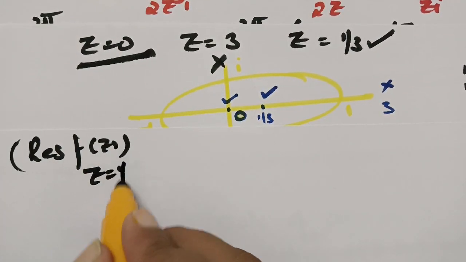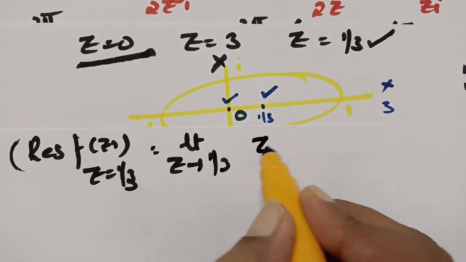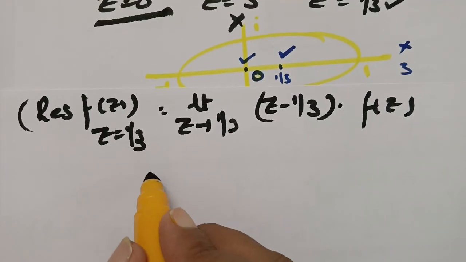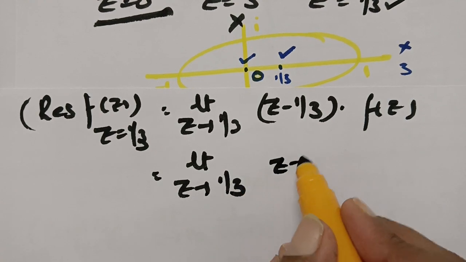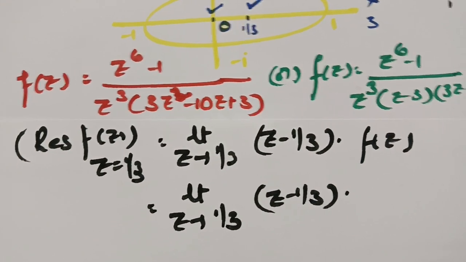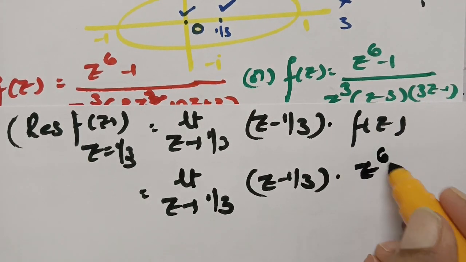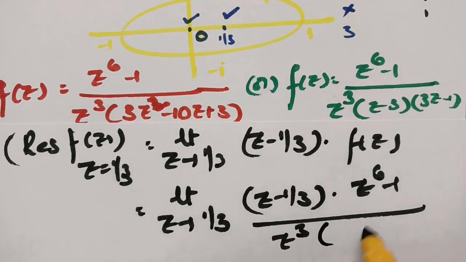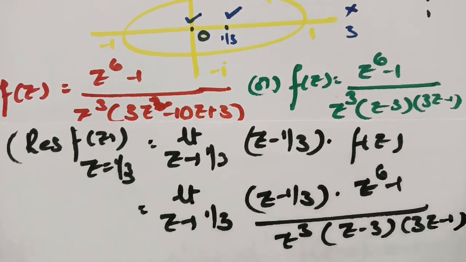at z is equal to 1 by 3, so simple pole is nothing but limit z tends to 1 by 3 of z minus 1 by 3 into f of z. See here, this is limit z tends to 1 by 3, z minus 1 by 3 into f of z. So what is the f of z here? So f of z is ready as this one. This time I'll take this one as z power 6 minus 1 by z cube into z minus 3 into 3z minus 1.